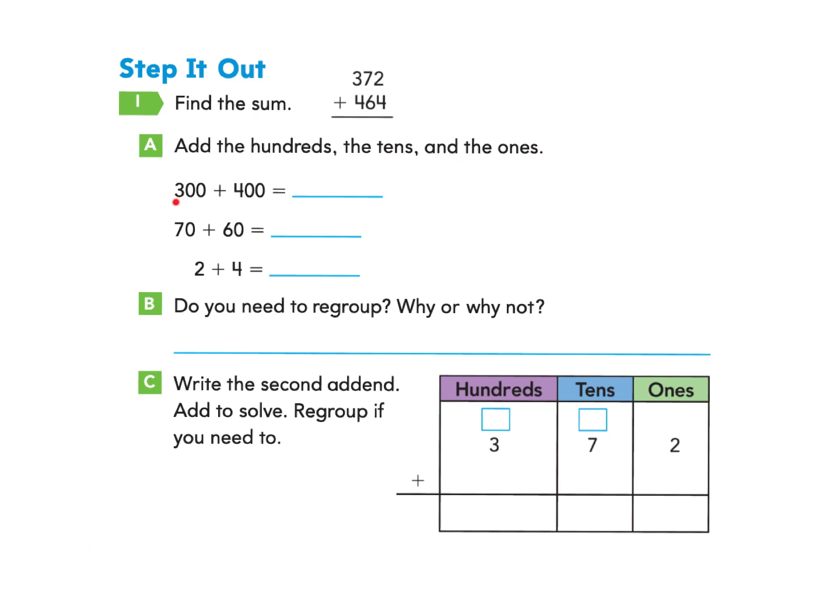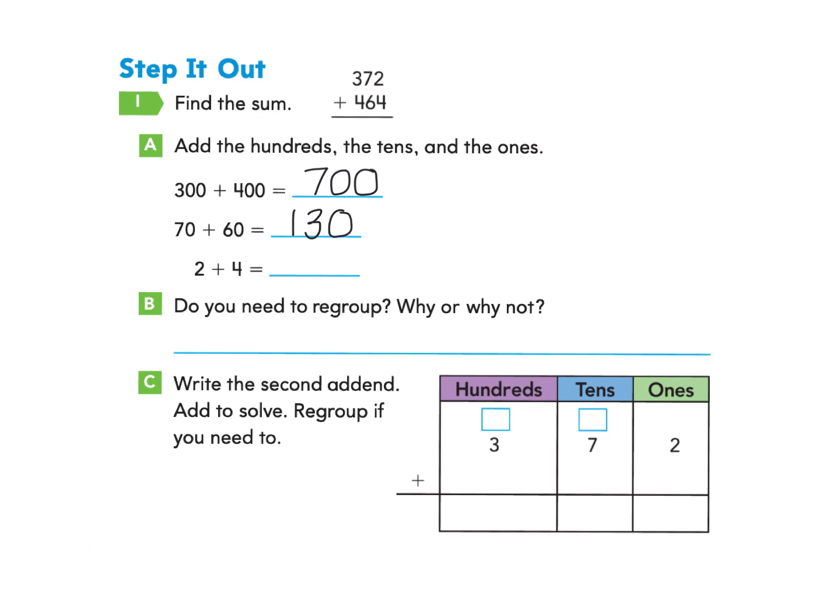First, we are going to add the hundreds, 300 plus 400. You may want to solve this on your own and come back to check your answer. When you add 300 plus 400, you will get 700. Then we're asked to add the tens, 70 plus 60. When you add 70 plus 60, you get 130.